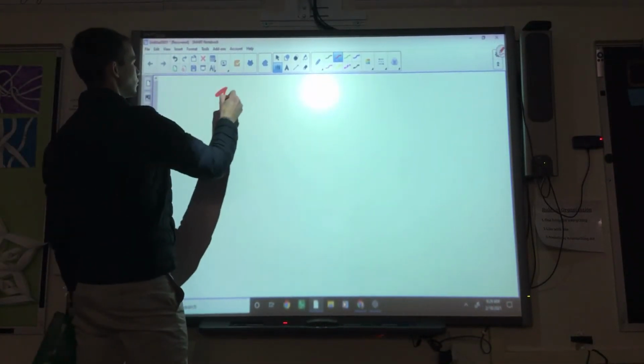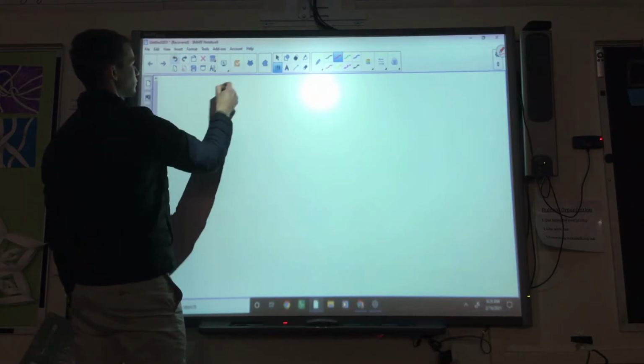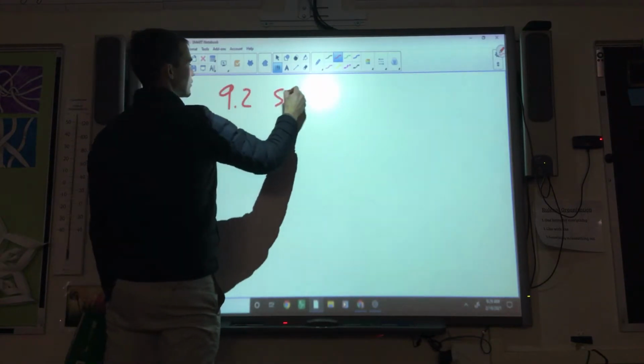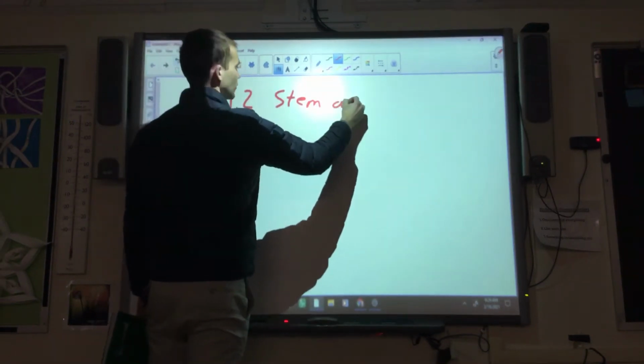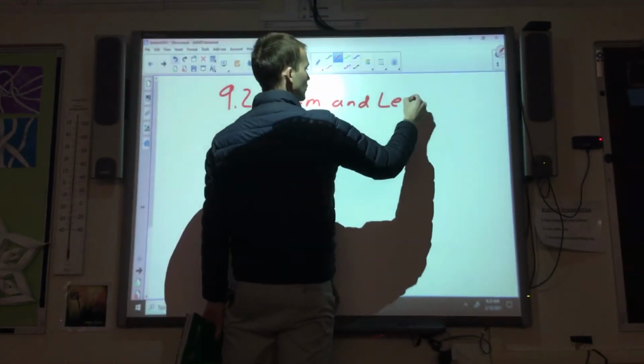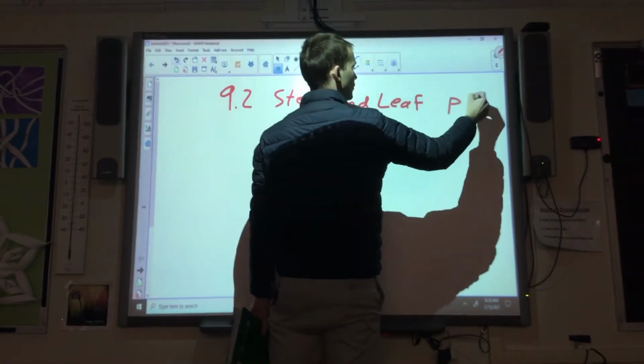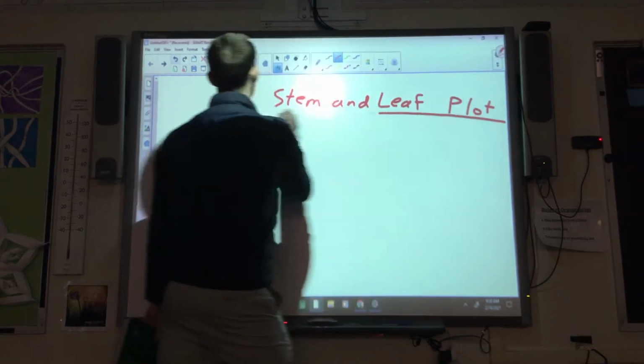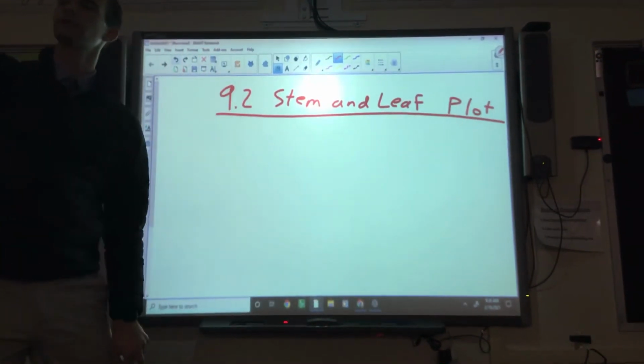9.2. Not that way. Stem and leaf plot. Gentlemen, you can go back to your desks.